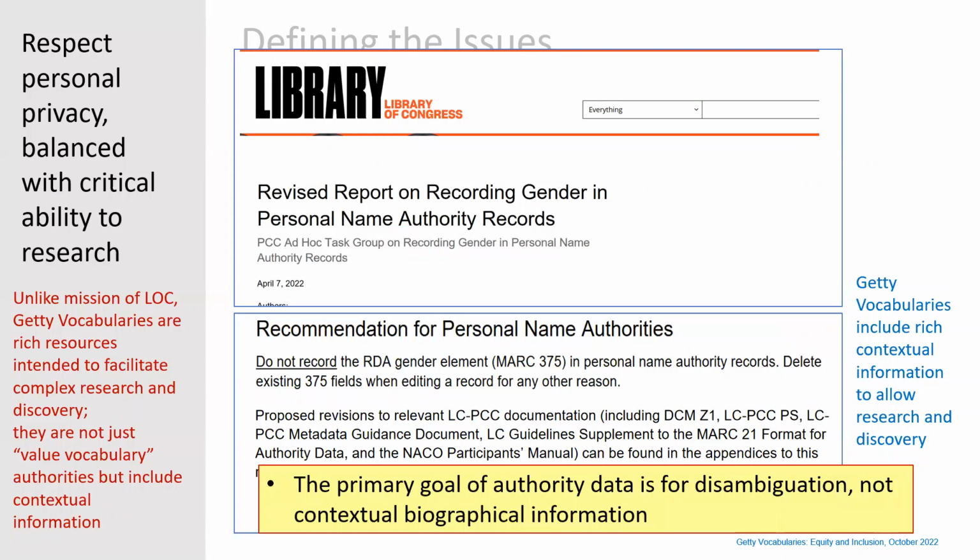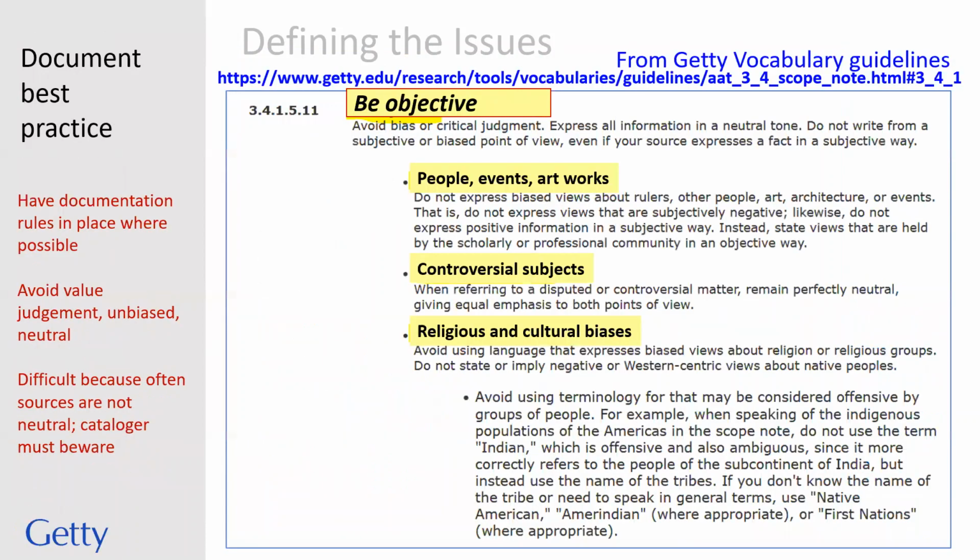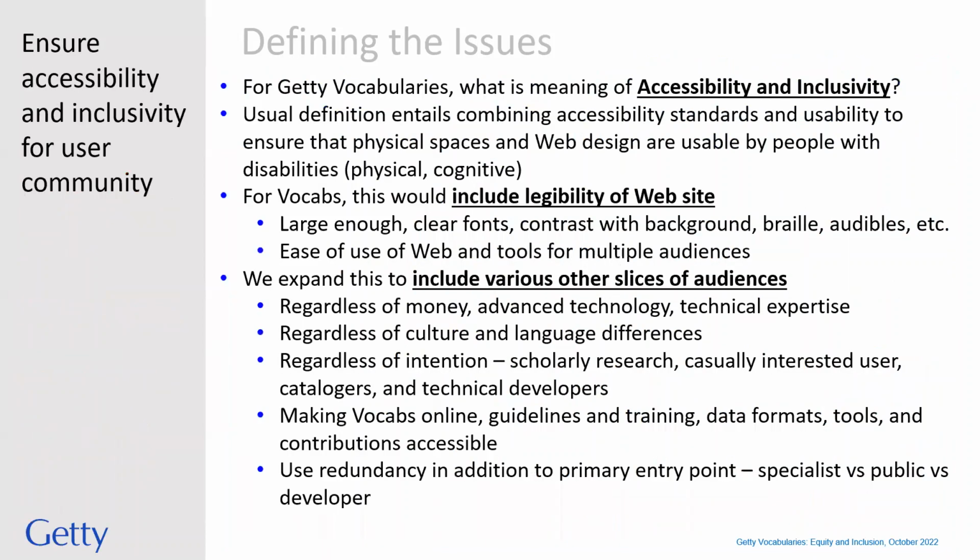That's because the primary goal of their authority data is only for disambiguation of the name, not for contextual biographical information. So that's different from the Getty vocabularies. Ours are not simple value vocabularies, but instead include rich contextual information to allow research and discovery. I just showed this. We have extensive documentation for our best practices online if you want to see that.